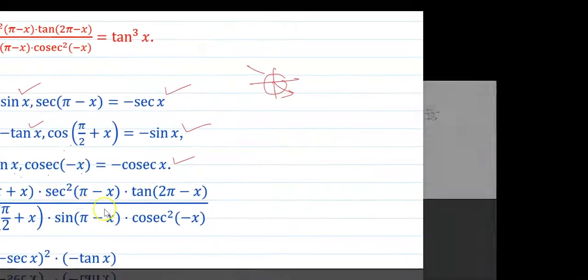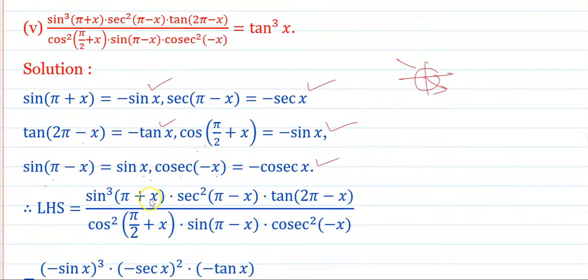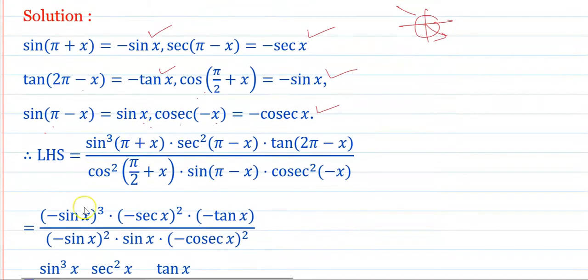Now substitute the values. Okay, sin cube of pi plus x. Sin of pi minus x is minus sin x, whole cube. Okay, first sec square of pi minus x is minus sec x, whole square. Tan of 2 pi minus x, that is minus tan x.